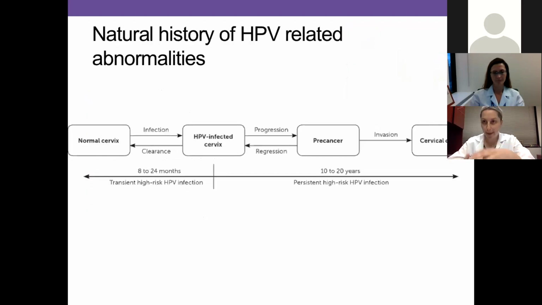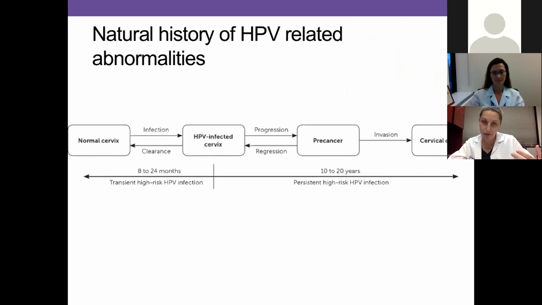So I know on the last slide, we spoke about women getting exposed to HPV, the majority very early, younger than 31 years old. And so that might be a frightening thing to hear, but the time from exposure to HPV to cervical cancer can take up to 20 years.